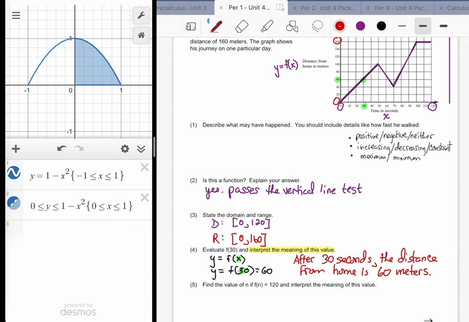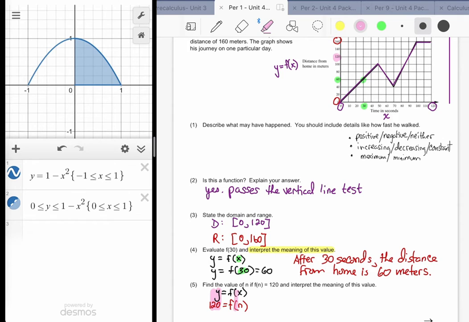For number 5, it's saying find the value of n if f of n is equal to 120 and interpret the meaning of this value. All right, so f of n is equal to 120. They're telling us the y value because we know that typically it's in the form of y equals f of x. But what they're saying is that we have 120 is equal to f of n. So they're giving us the y value. All right, the y value is 120.